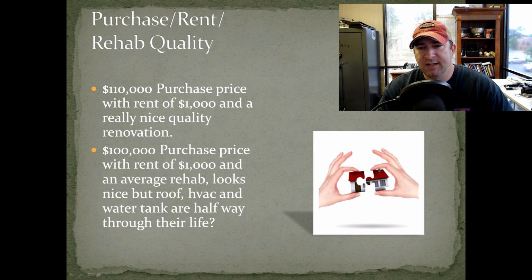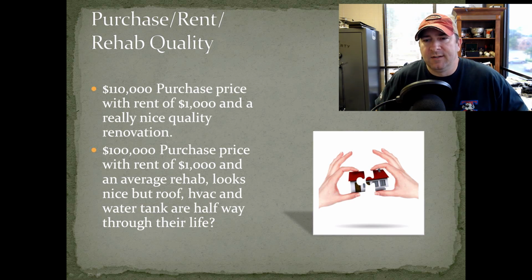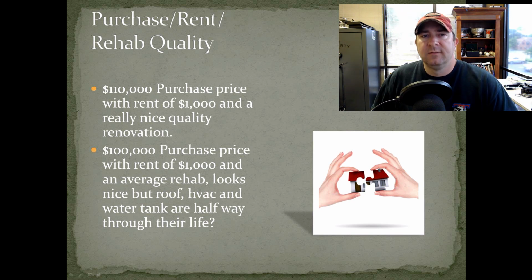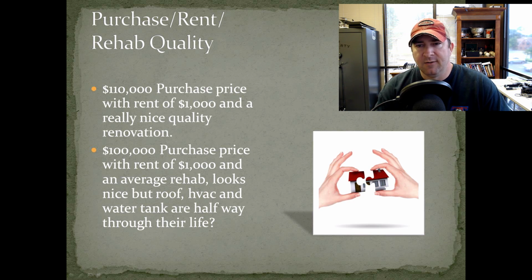Let's say you look at the exact same property, the exact same home, but now the sales price is $100,000 with $1,000 in rent. Still had a really good renovation, but this one does not have a new roof or a new HVAC system, or even a new hot water tank. In my business, those three things alone are about $10,000 in expenses. If you refer back to the CapEx slide, you're at about $10,000.